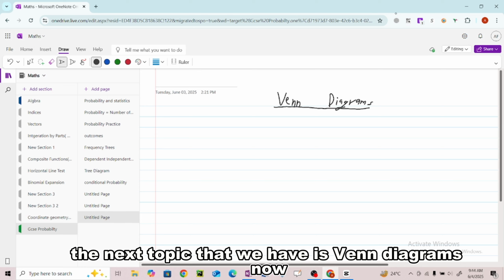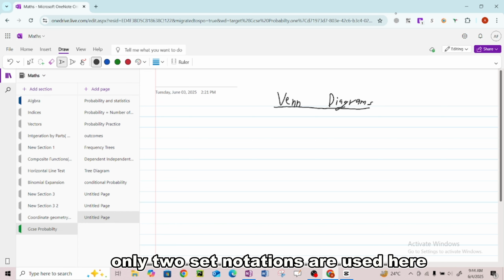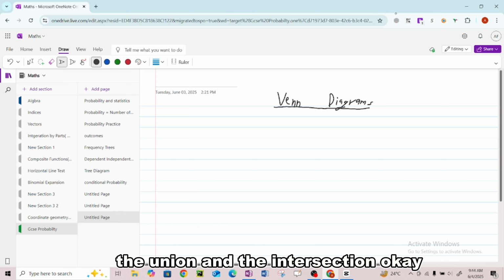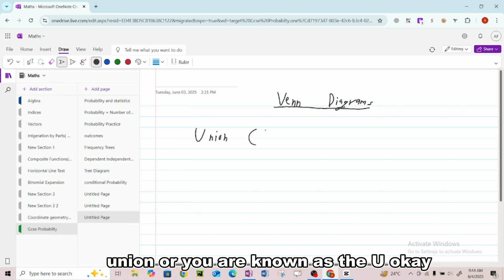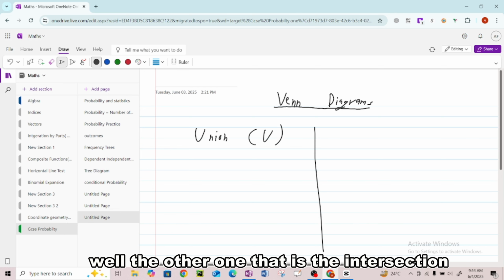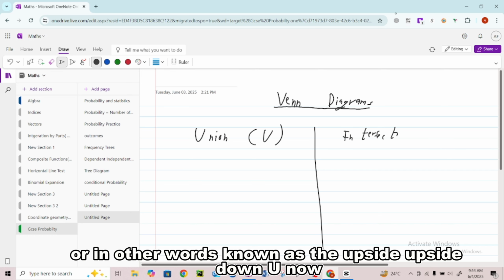The next topic that we have is Venn diagrams. Now, in Venn diagrams, you don't have to know a bunch of set notations. Only two set notations are used here: the union and the intersection. Union, known as the U. The other one is the intersection, in other words known as the upside down U.